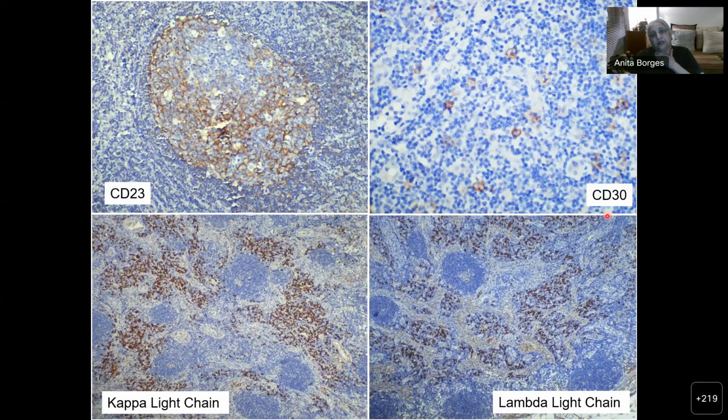Then, of course, in the B zone or in the T zone, not within the follicles but outside in the interfollicular zone, you see immunoblasts, and you can see these CD30 positive immunoblasts. They have a membrane stain, and you can see the Golgi. The Golgi is this little dark spot seen within the cytoplasm of the cell, you can see it there, and here. So that is CD30.